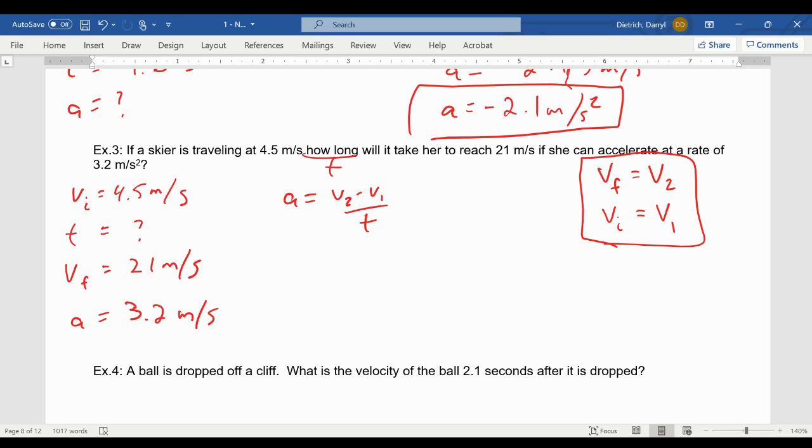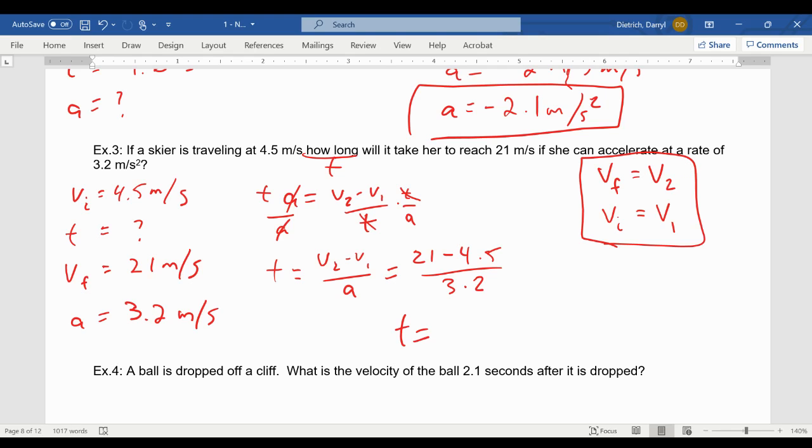Next, if I want to solve for my variable of time, I'm going to multiply both sides by t and divide both sides by a. That's going to help me get my time variable isolated. So time is v2 minus v1 over a. Our plug and chug here is 21 minus 4.5 divided by 3.2 meters per second squared.